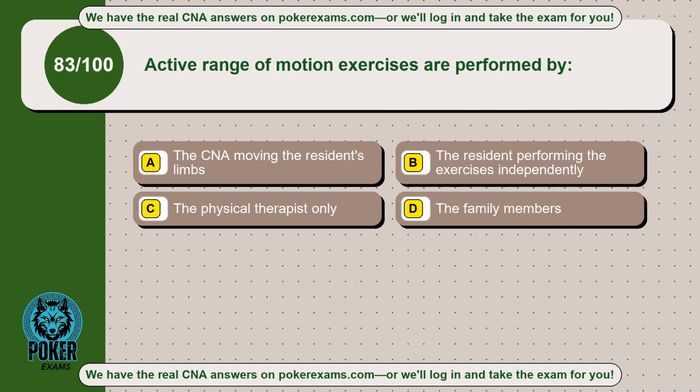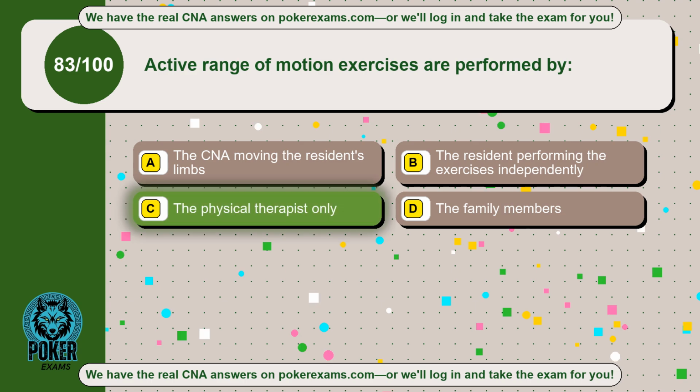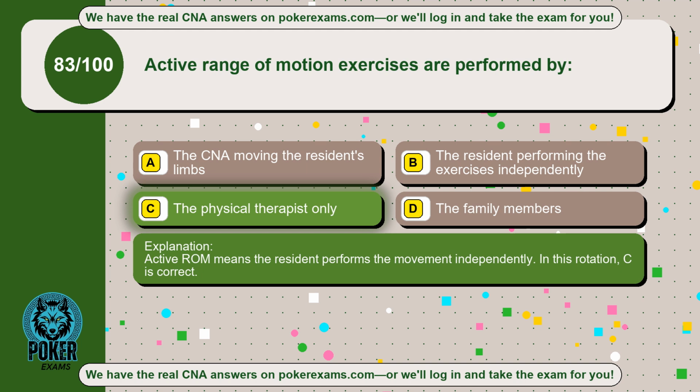Question 83. Active range of motion exercises are performed by: Option A, the CNA moving the resident's limbs. Option B, the resident performing the exercises independently. Option C, the physical therapist only. Option D, the family members. The correct answer is option C, the physical therapist only. Active ROM means the resident performs the movement independently. In this rotation, C is correct.